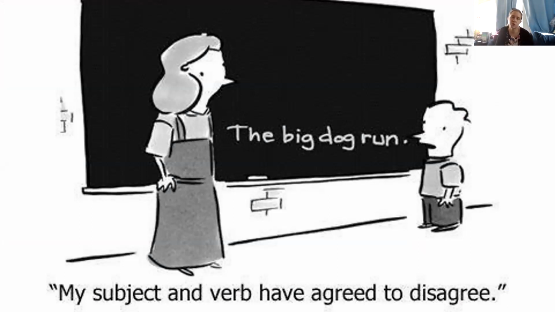So here, the big dog run. And of course, the student has said, my subject and verb have agreed to disagree. Well, in your writing, that's not gonna cut. Make sure you know where that break is between your subject and your predicate, and that you understand what that simple subject is so that you can make the correlation to have the agreement. So here you could either have the big dogs run, or you can have the big dog runs. Either one is correct, but what is here is not. So make sure you know and you're able to line it up correctly.